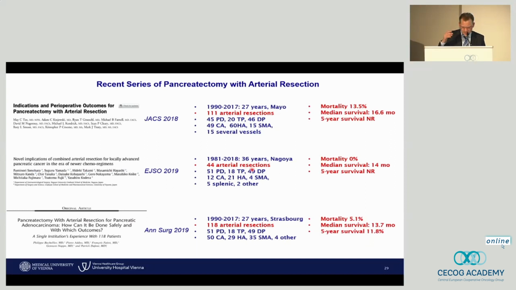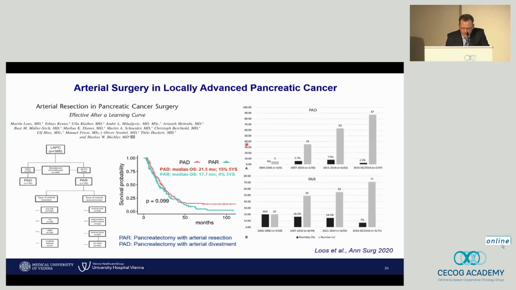Of course, as systemic therapy becomes more effective, the role of surgery also increases in these patients, and the results of surgery together with systemic treatment will improve. This is the largest study of arterial surgery for locally advanced pancreatic cancer, from Heidelberg, in almost 400 patients with arterial involvement. In half of these patients, they performed pancreatectomy with arterial divestment, so this procedure where you resect the tumor without the artery, and in half of the patients, an arterial resection was done. Here you can see the caseload. So we see more and more of these patients. And in black, you can see the mortality.